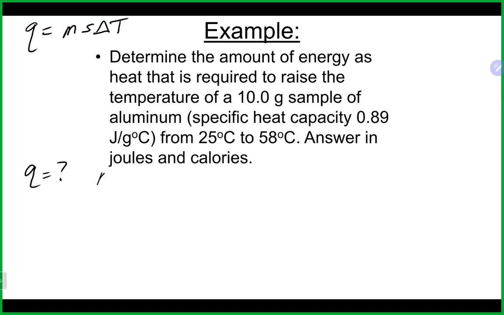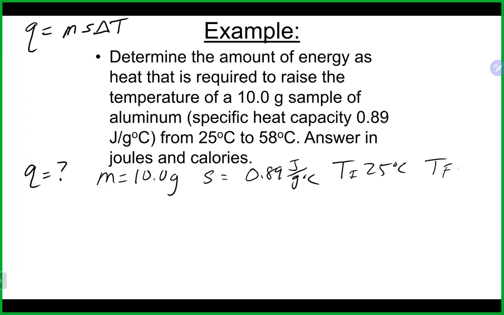10 grams is obviously a mass. We have the specific heat capacity given to us, 0.89 joules per gram per degree Celsius. Again, this is the one with the 3 units associated with it. We have an initial temperature here of 25 degrees Celsius, and a final temperature of 58 degrees Celsius.